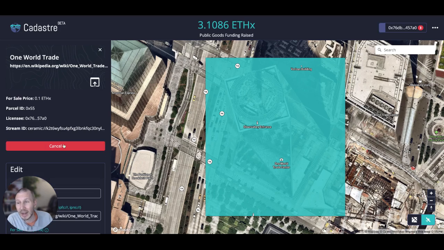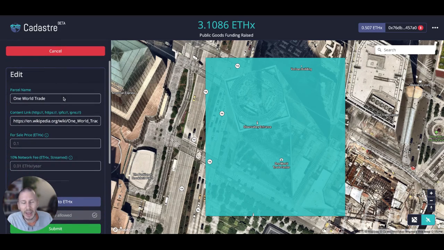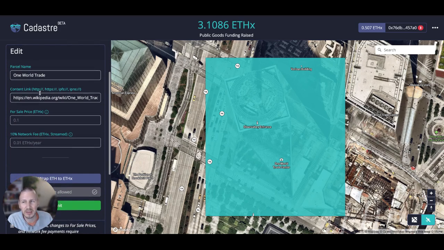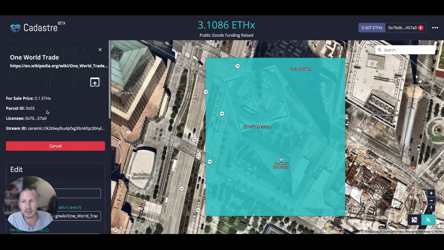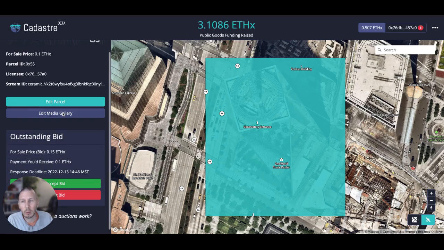So I can go in and edit the parcel. There's a bid here, but I have not made a transfer yet. I still own this parcel. So I can edit the content that's anchored, but I can't edit the price, as I mentioned earlier. If I want to accept the bid, I can do that here. I'm going to be paid my for sale price, not the incoming bid's.